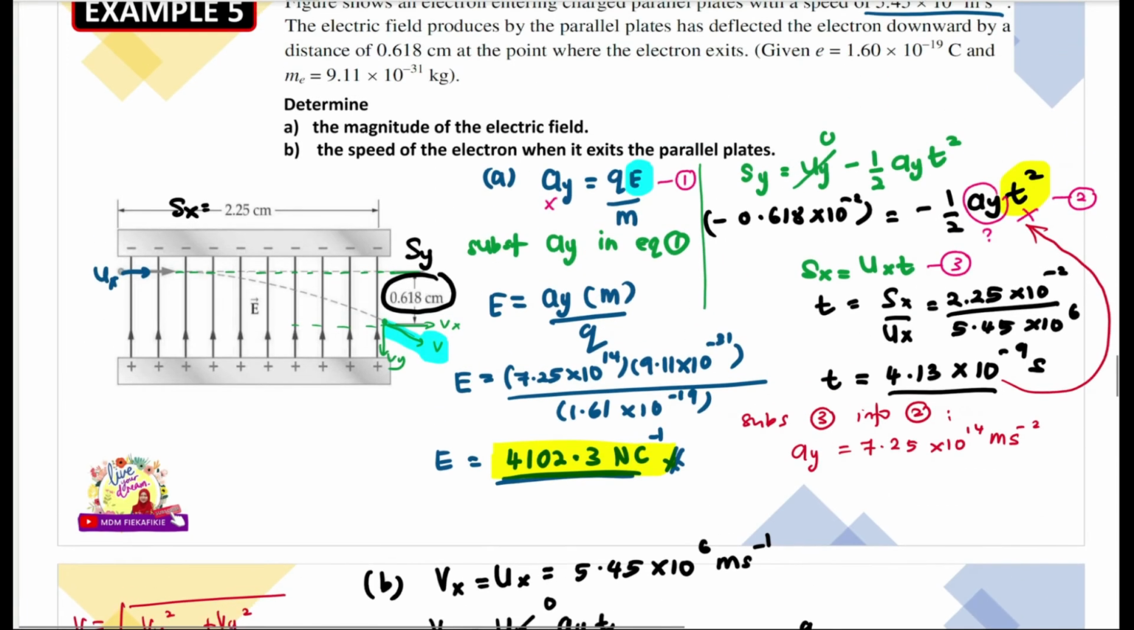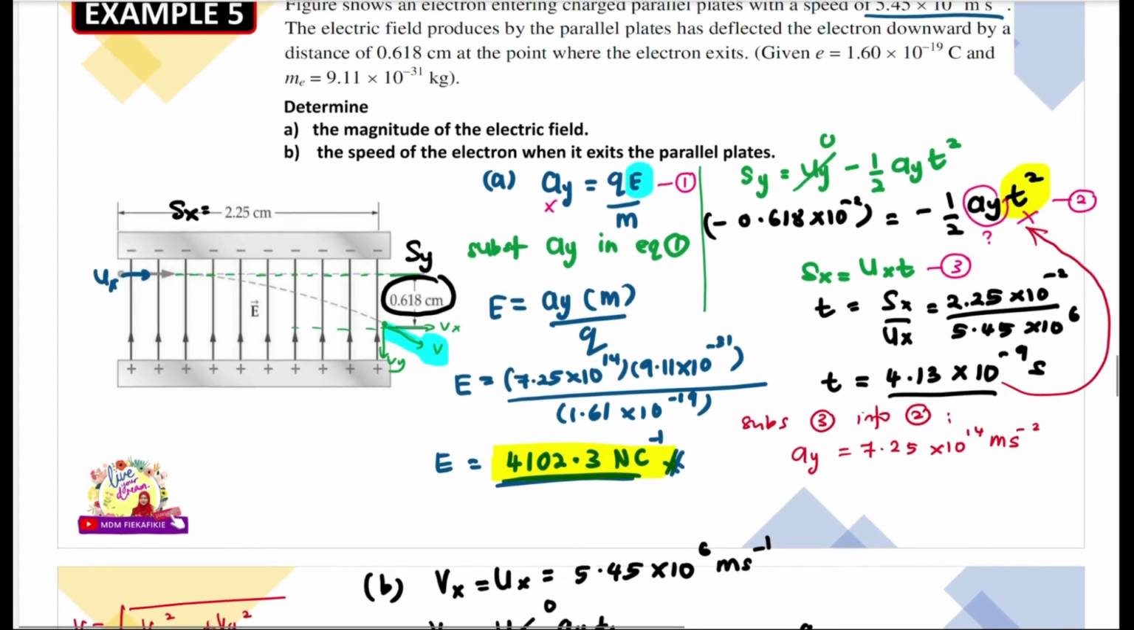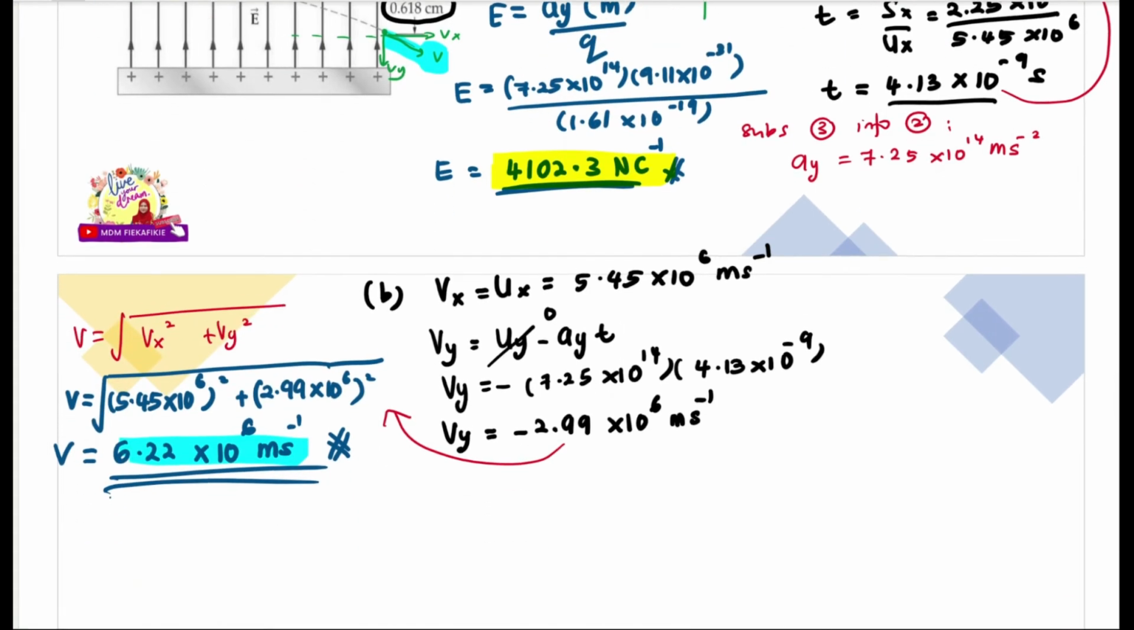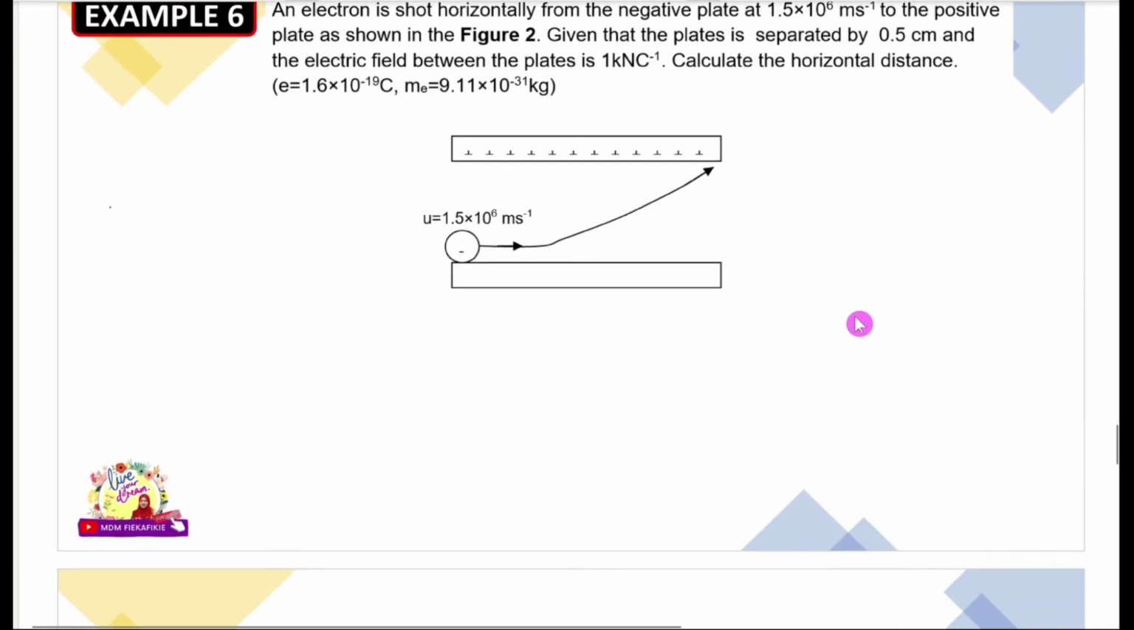Okay, so this is the answer. Boleh sebab dia minta situ the speed of the electron. So V lah, tak perlu kira direction pun tak apa, sebab speed adalah scalar quantity, so no need to calculate the angle of deflection. Alright, so finish example number 5.